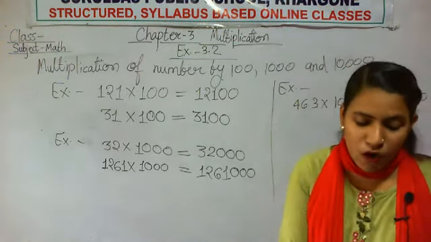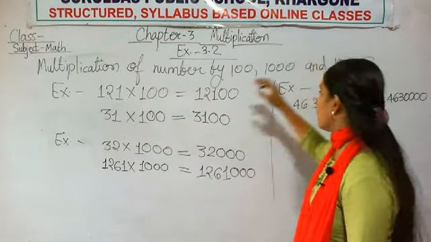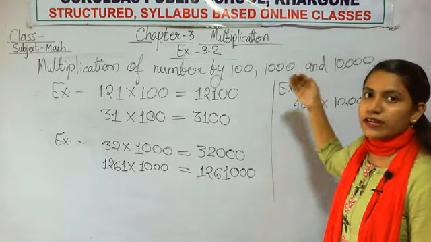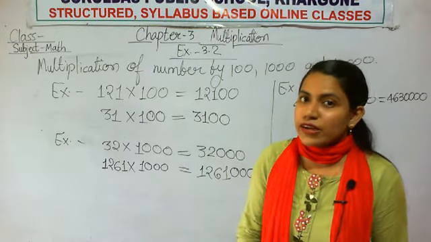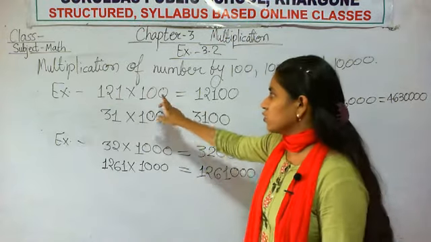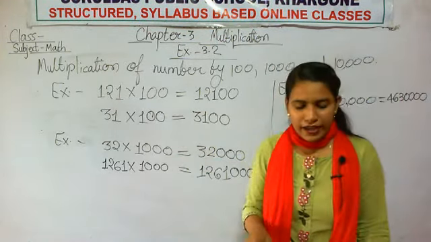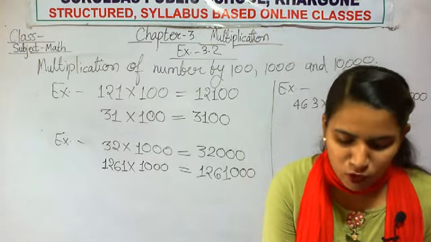So I hope you got the trick. What is the trick to multiply by 100, 1000, 10,000, 1 lakh? You will write the number and insert the number of zeros according to the 100, 1000, lakh or 10,000. Okay, so I hope you got the trick.